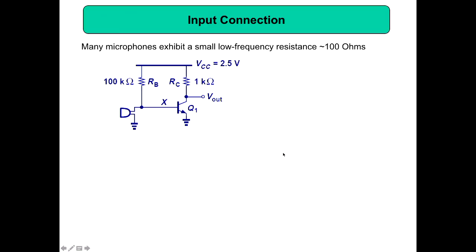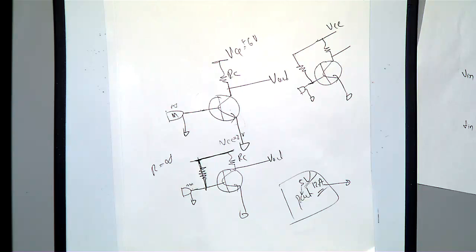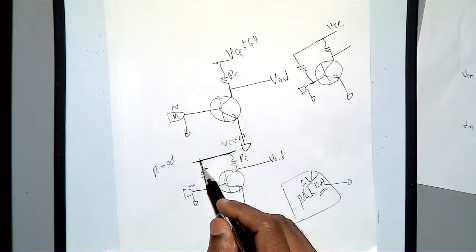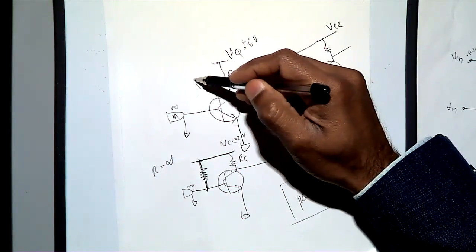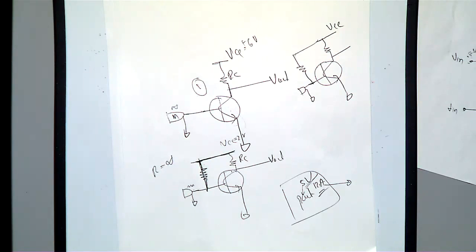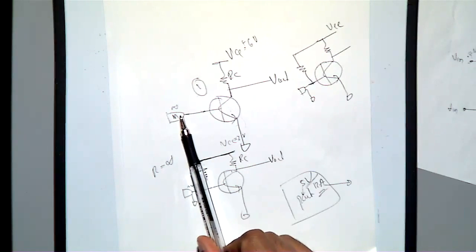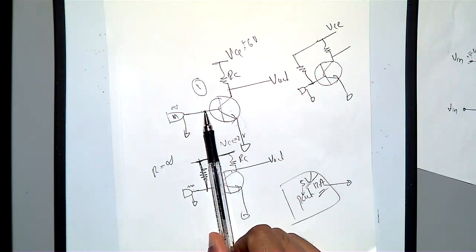What I am talking about is that we solved some issues in the biasing, but still we got a problem. See, here what we did: directly shorting is not good. Initially, this is the number one case. You have a transistor amplifier, and you connected a microphone directly. It didn't work because you don't have biasing.